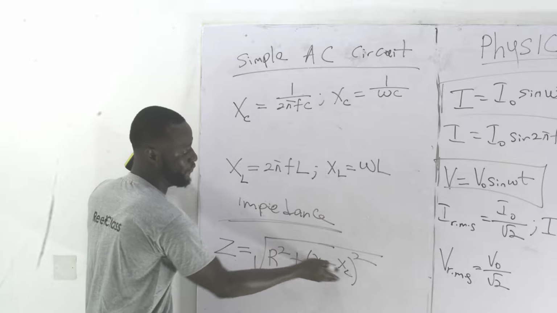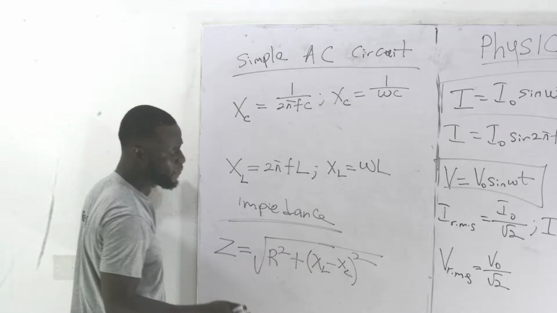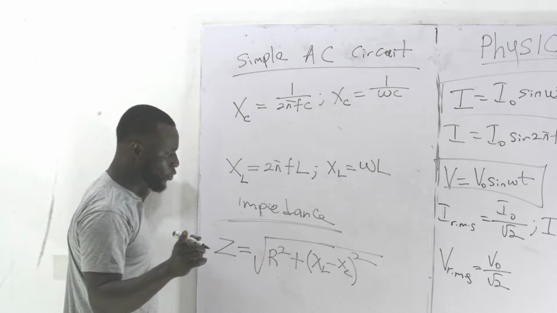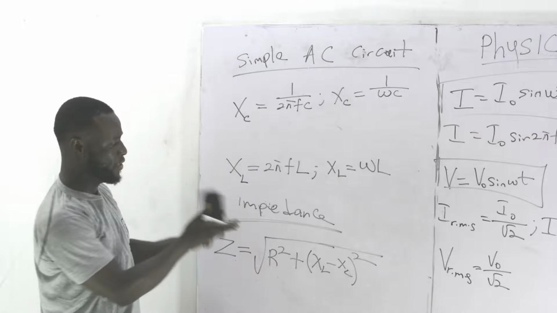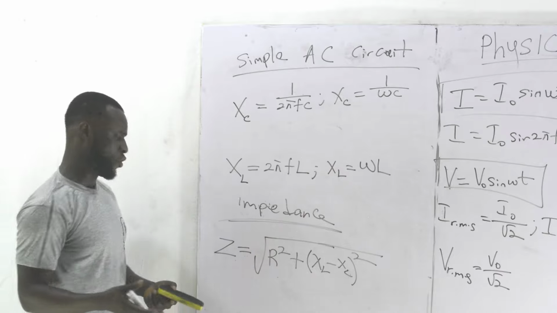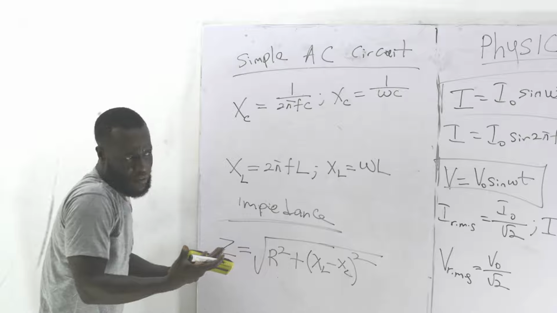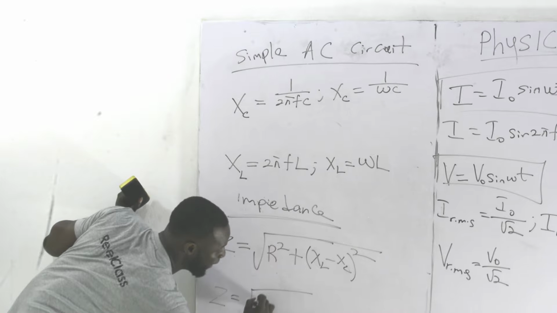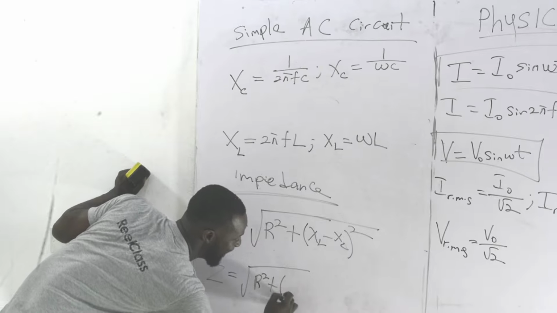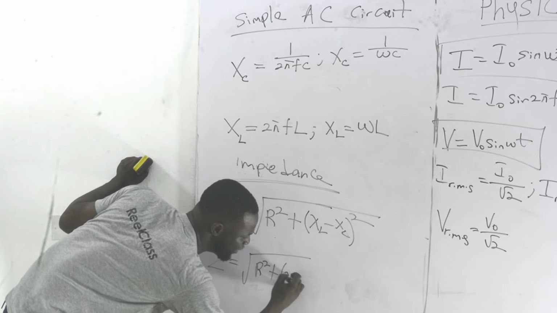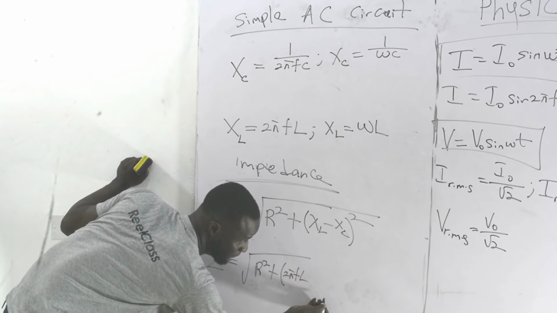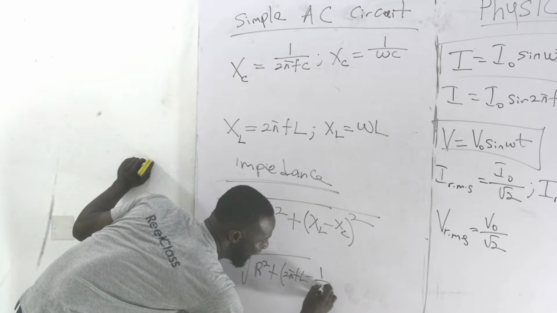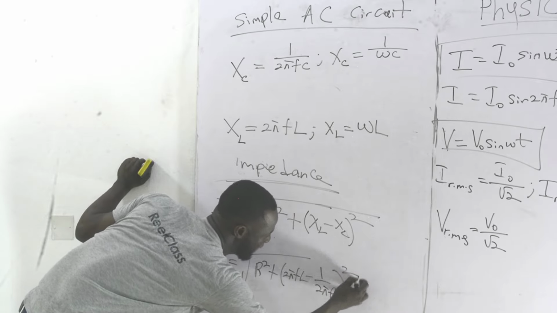And if they give you both of them, you can just calculate this one individually. I don't want to write this other equation because I don't want it to be complicated for you, because this is all you need to know. So if somebody should come and the person wants to try to look very smart, the person can just say Z is equal to the square root of R squared plus, the person can say, 2 pi FL minus 1 over 2 pi FC all squared.